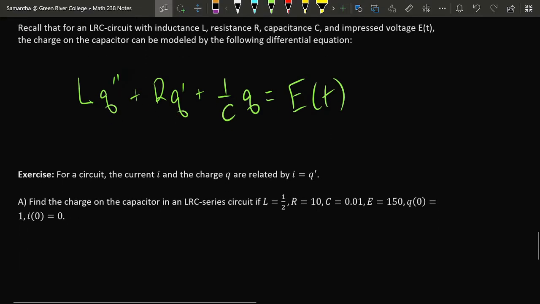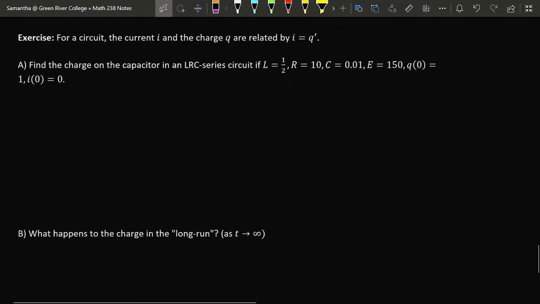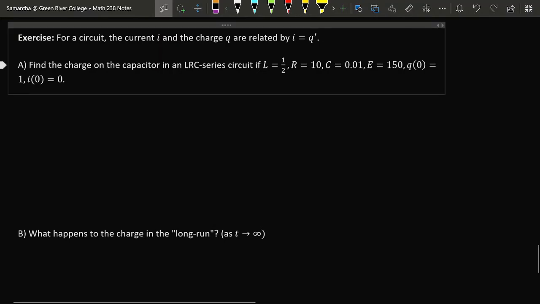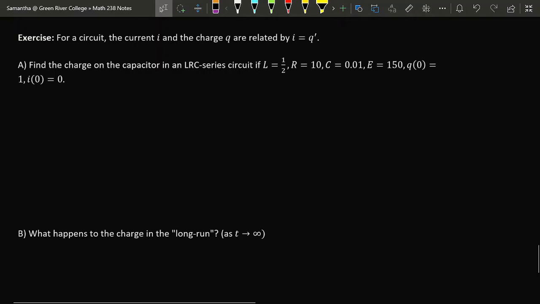So with that differential equation, let's consider the following exercise. They say, okay, as a hint, the relationship between the quantity called Q and the quantity called I, which represents the current, is that the current is equal to the rate of change of charge over time. I is equal to Q prime. So with that note, let's go ahead and try to answer the following question. Let's find the charge, let's find Q.